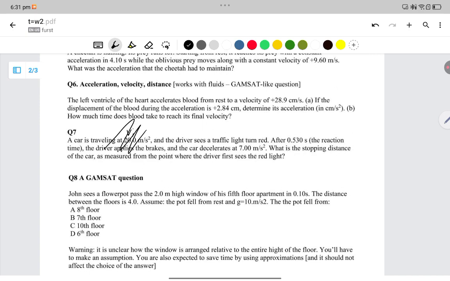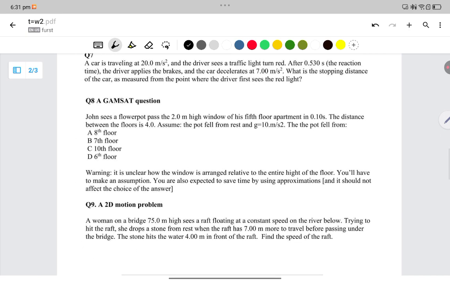Alright, just solving with the formulas. Okay, what about this next one? John sees a flower pot pass a 2-meter high window of his 5th floor apartment in a tenth of a second. The distance between floors is 4 meters. Assume the pot fell from rest and g equals 10. The pot fell from a few options.